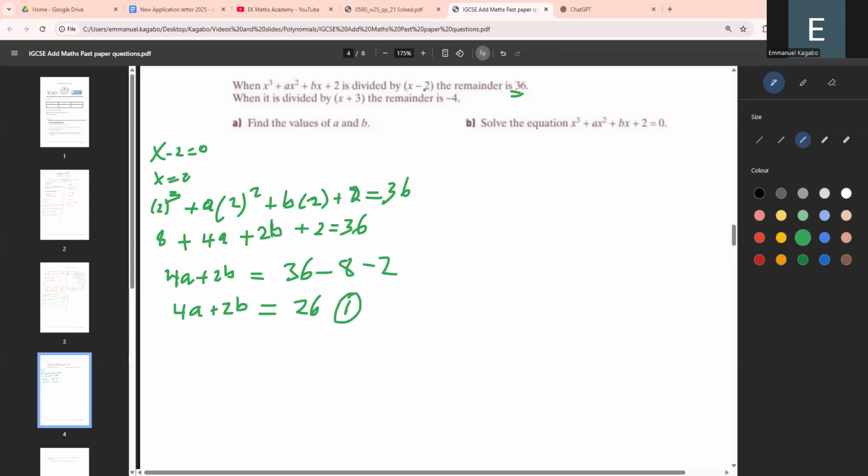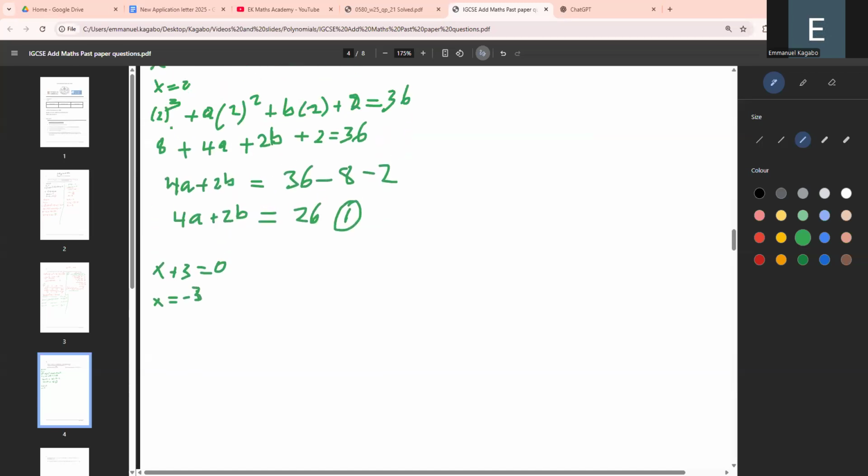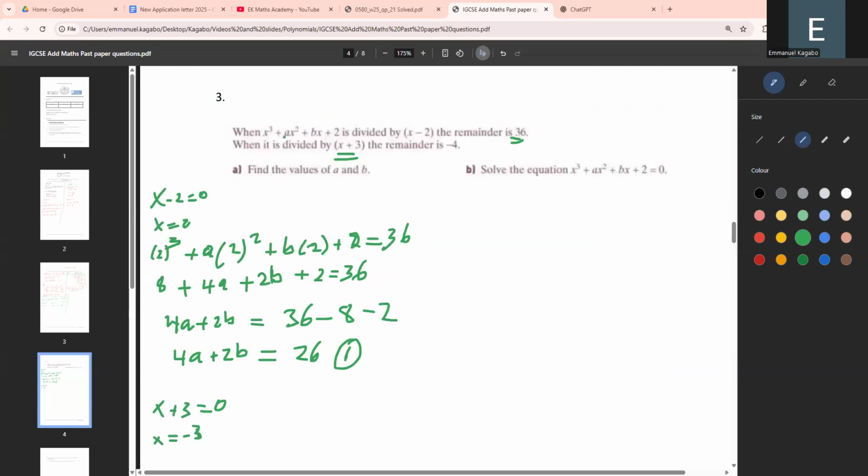Now, I've used the x minus 2, which was giving a remainder of that. This time around, I have to use this. So that is x plus 3 equal to 0, guys. And the x value is going to be -1, okay? Now, substituting into my equation, what was it? My equation was x to the power 3, plus ax squared, plus bx, plus 2.